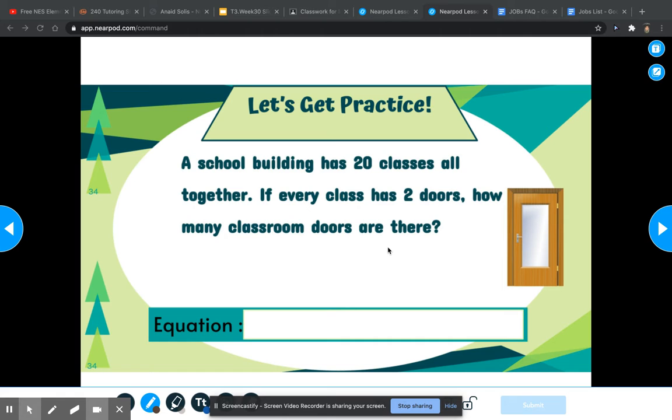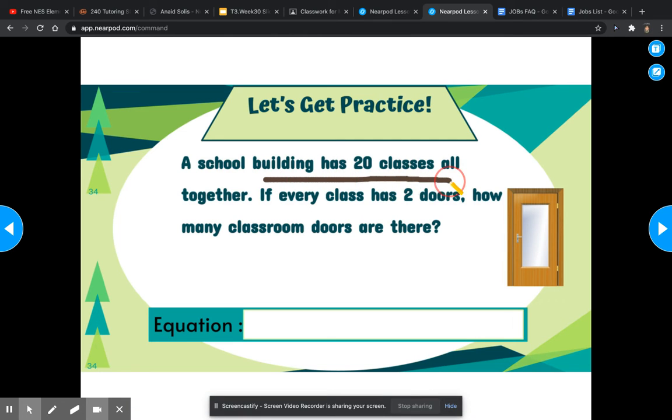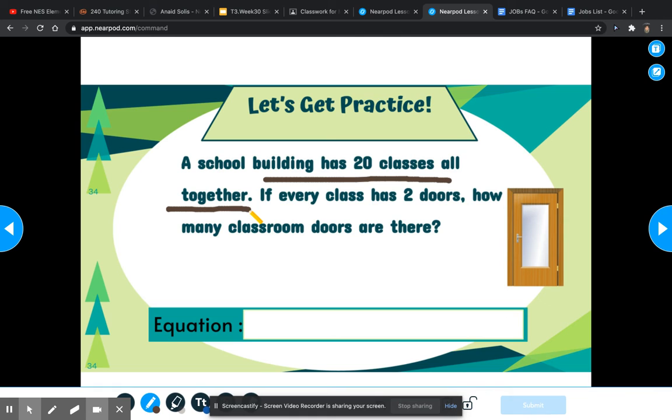That is because I am doing what most of you are probably doing, which is to go with the words only and not make sense of this sentence in the real world. So if I was to set up this equation, would it make sense that 20 is the total? Yeah, it says that there's 20 classes altogether. So just because of that, now it seems like 20 is the total.